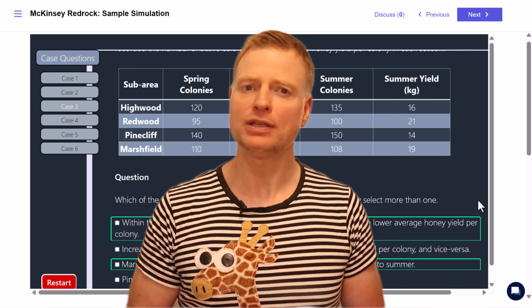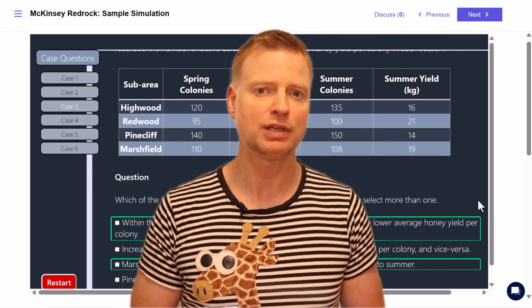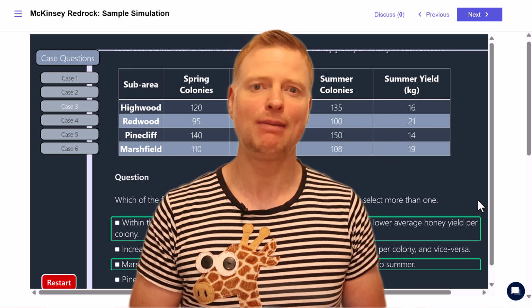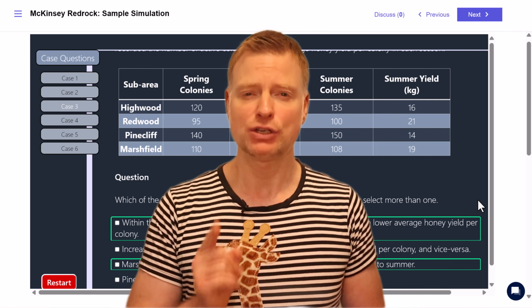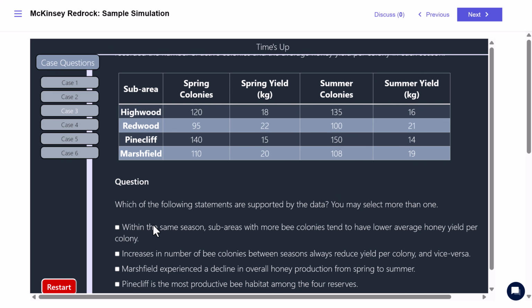During the Redrock study, sometimes you cannot avoid performing time-consuming calculations. However, given the tight time limit of just 35 minutes, try to be smart wherever you can. Let us take the first and the third answers and move on to question 4.